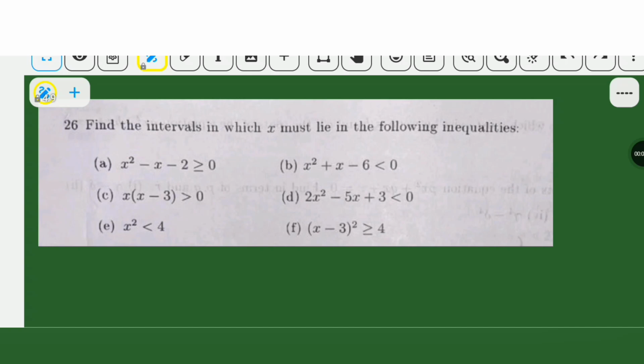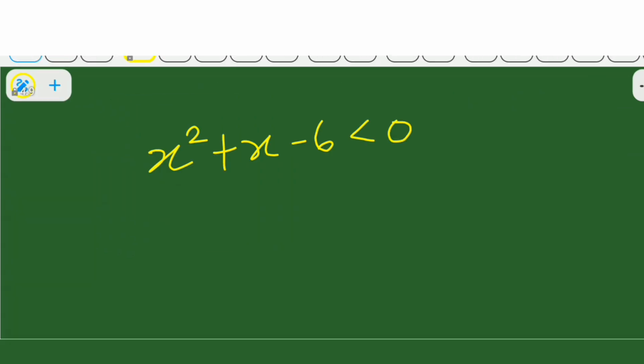So let's pick an example. Let's just pick this one for example. So you have x squared plus x minus 6 less than 0. So this is the question right here. As you can see, this is a quadratic inequality, with the power of x being 2.